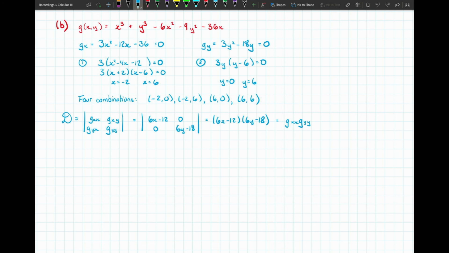Let's start with our first point, (-2, 0). Well, if we just let x equal -2 in this first factor, then that factor is negative. And if we let y equal 0 in the second factor, then that factor is negative.